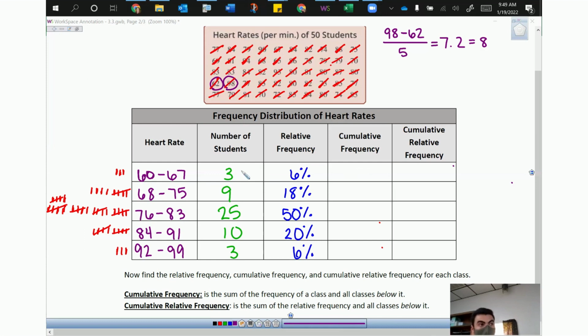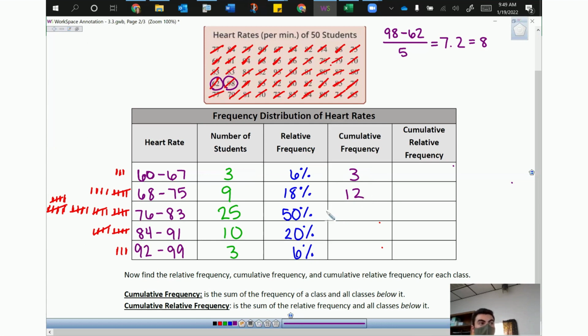So the cumulative frequency of my first class is literally just 3. Like there's nothing below it. That's all we can do. But then when I look at my second class to get the cumulative frequency of it, it's asking what's the frequency of this class and the one below it. So we're going to take this 9 and add 3, which is 12.